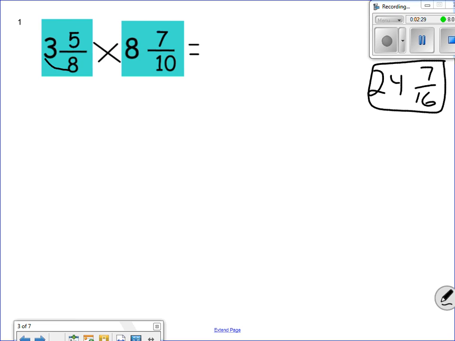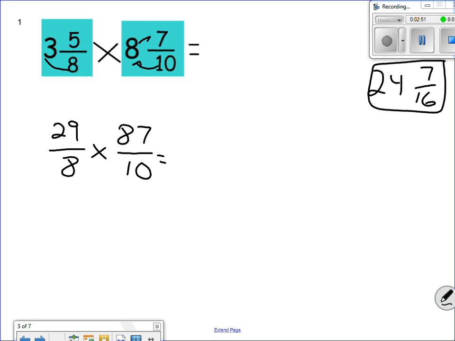We're going 3 times 8, which is 24, plus 5. We're going to get 29 over an 8. Then we're going to multiply. We're going to go here, 80 plus 7. We're going to get 87 over a 10. Look at the size of these numbers, kids. They are huge, but let's keep watching here.